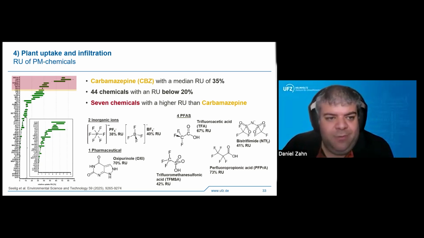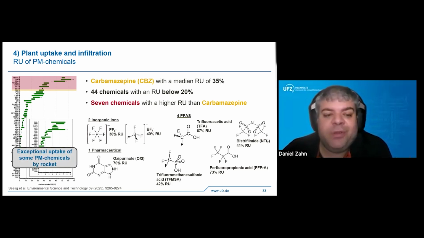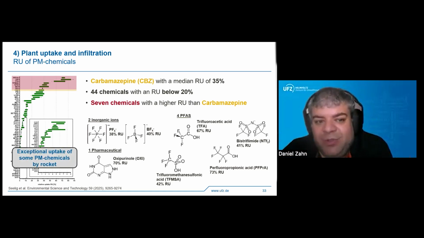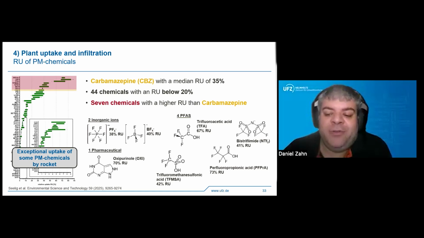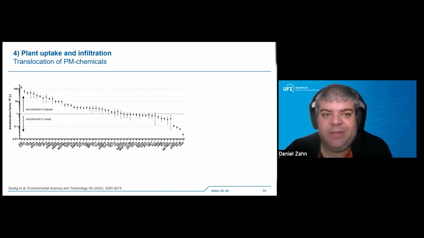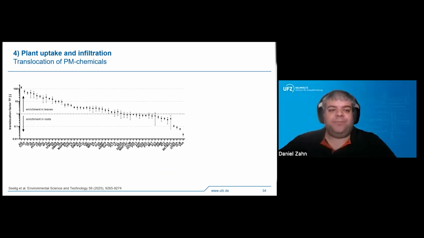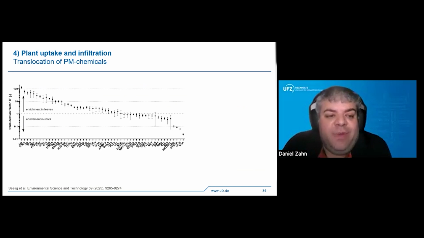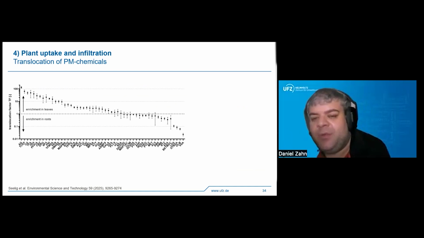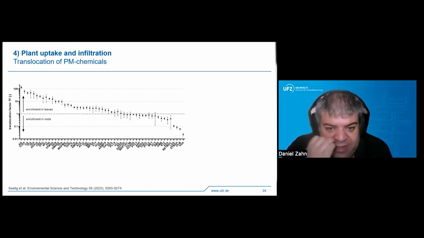So with some of these chemicals taking up exceptionally well, the next question for us was, do they remain in the roots or are they transported to edible parts of rocket? Therefore, we calculate translocation factors, which is basically just a concentration ratio between the chemicals in the roots and the chemicals in the leaves of the rocket.